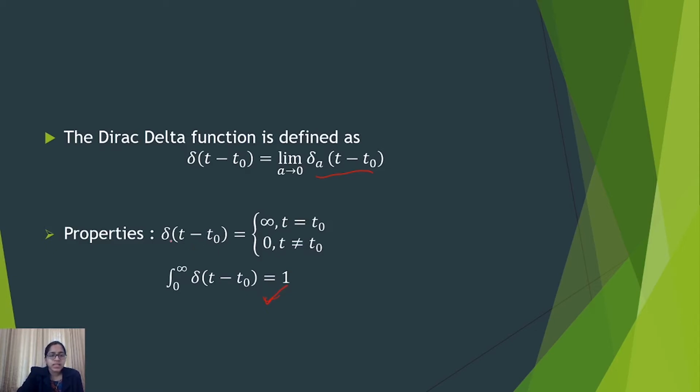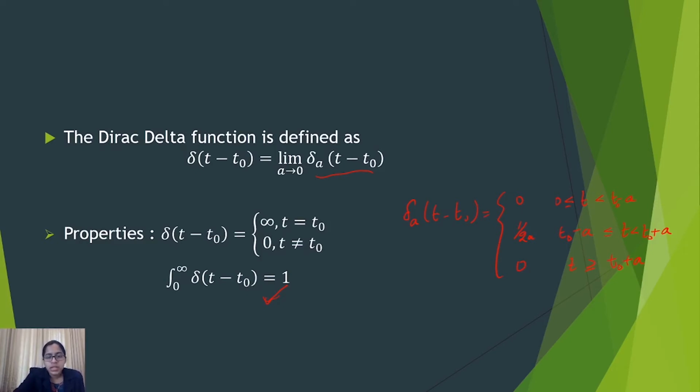Now in this case, delta of t minus t dot is equal to infinity when t is equal to t dot and 0 when t is not equal to t dot. So let's write down what delta a of t minus t dot was. It was 0 when 0 is less than or equal to t less than t dot minus a, and it was 1 by 2a when t lies between t dot minus a and t dot plus a, and it was again 0 when t was greater than or equal to t dot plus a.